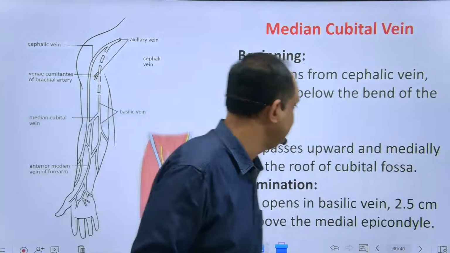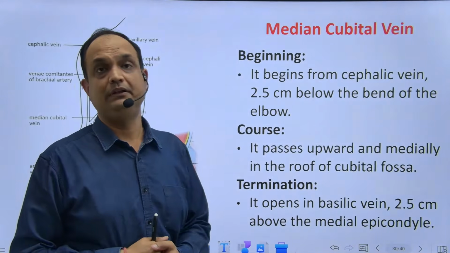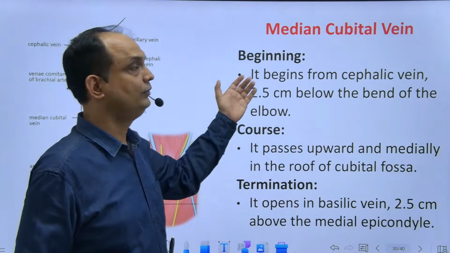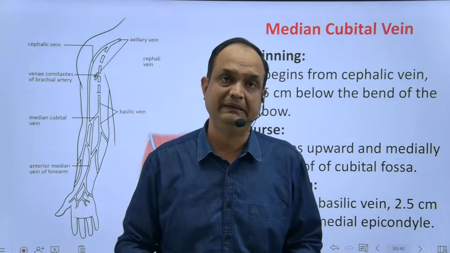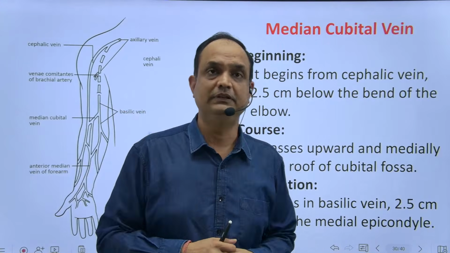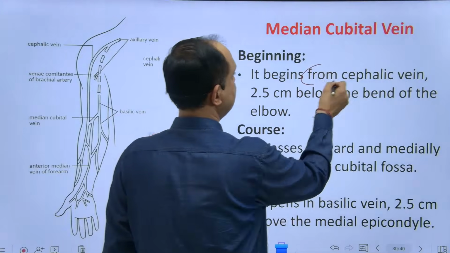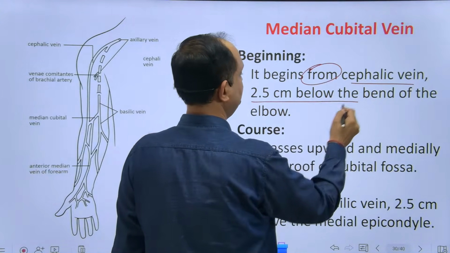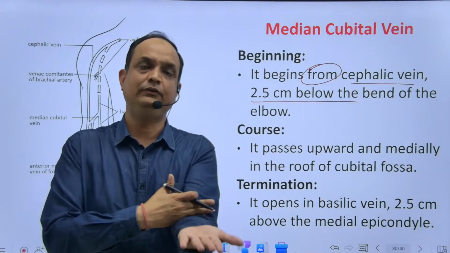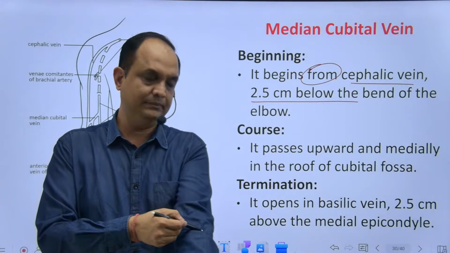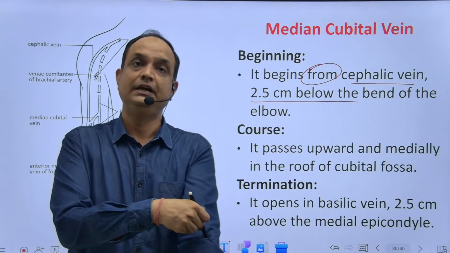Now when we move to the next part of the median cubital vein, the question is from where it begins. Does it begin from the cephalic or from the basilic? Answer is it begins from the cephalic, 2.5 centimeter below the bend of the elbow. So this is the bend of your elbow, and 2.5 centimeter below it, from the cephalic, it starts.